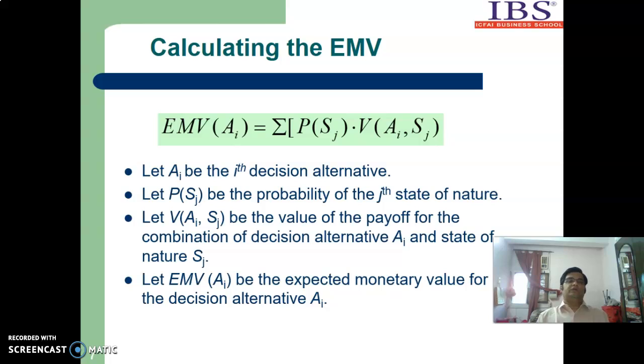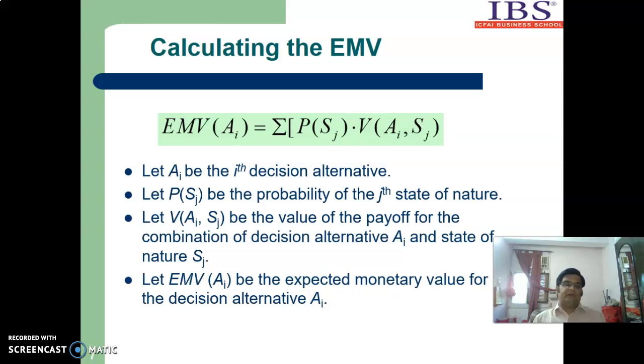Yeah. So EMV, this is the formula: EMV(Ai) is equal to sigma P(Sj) multiplied by V(Ai, Sj). So what is the meaning of this? First of all, let us understand this formula and then we will apply it and try to understand how this formula is used in decision making.